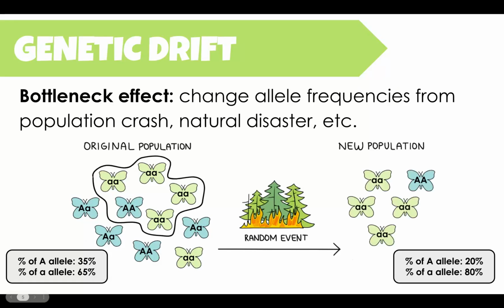But we have a random event that is going to wipe out a chunk of our population, and only this population that is circled here is going to survive this random natural disaster, this forest fire. So it didn't select particular alleles to survive. It was just really random, like who was near the fire, who wasn't. And so this new population, the percentage of the dominant allele is now 20%. The percentage of the recessive allele is 80%. So we have a change in allele frequency that would represent, again, evolution occurring.